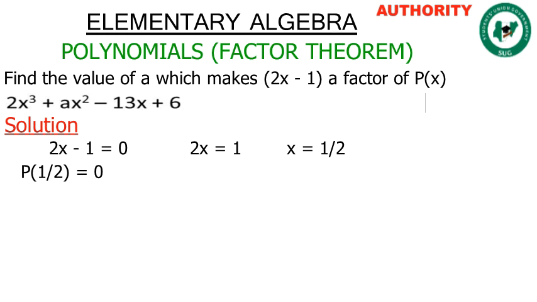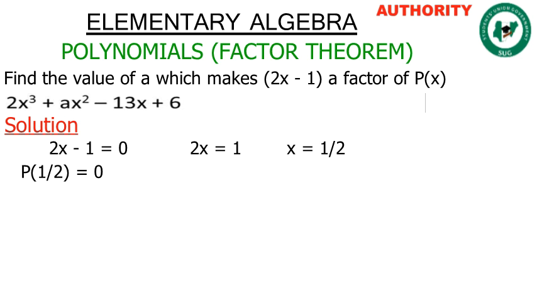Now let's go. We have p of x, and we have gotten the value for x. So we are not going to say p of x again. We're going to say p of the value for x. What value did we obtain? We obtained 1 all over 2. So we are going to say p of 1 all over 2, so that anywhere we see x, we're going to replace it with this value, which is 1 all over 2.